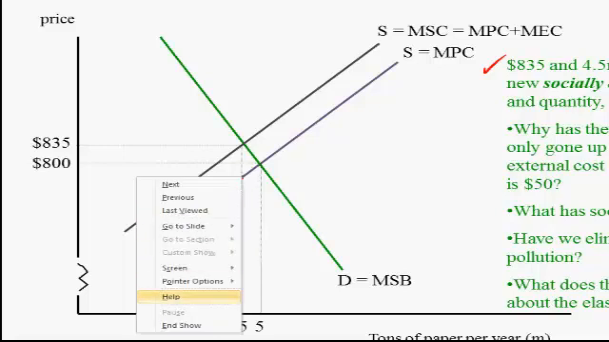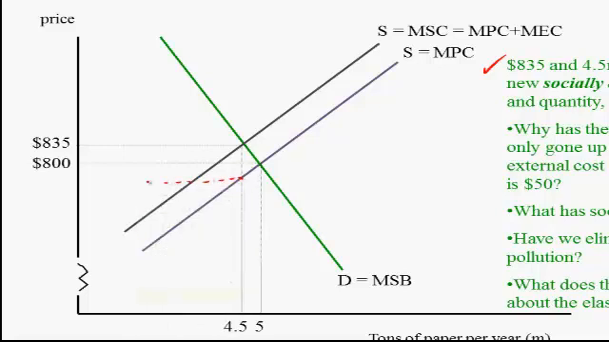At the new socially efficient equilibrium, we come straight across from there, right, which is the 4.5 millionth ton of paper being produced. We know that the 4.5 millionth ton of paper must have cost society $785 to produce in terms of land, labor, capital, and entrepreneurial skill, just the private cost of production. But then throw on top of that the fact that the 4.5 millionth ton also costs another $50 in damages. That gets us to $835 for the 4.5 millionth one.